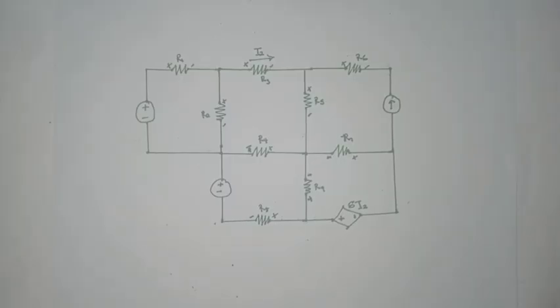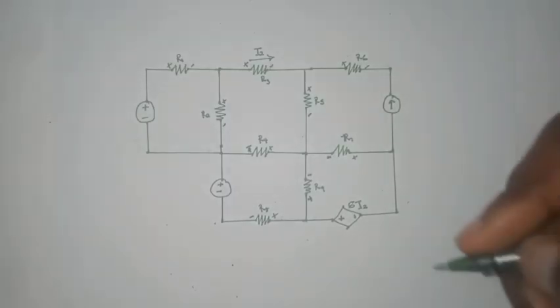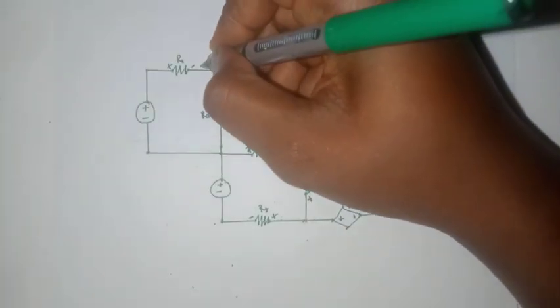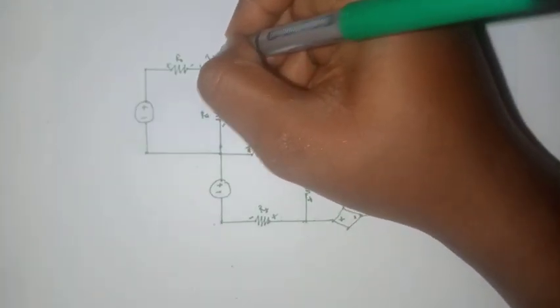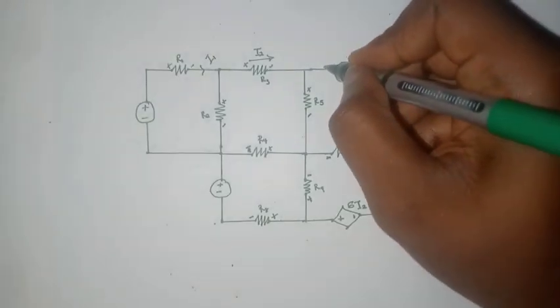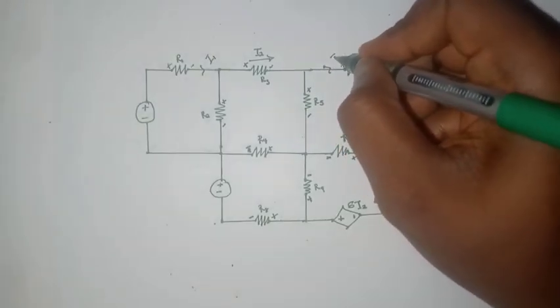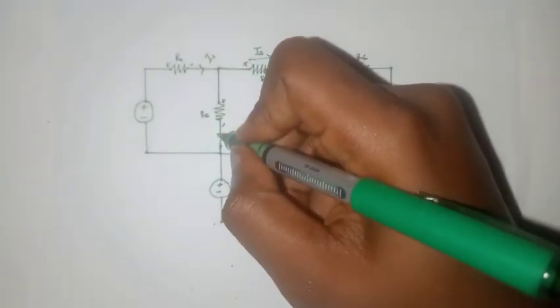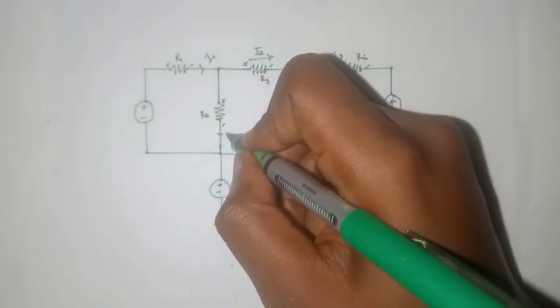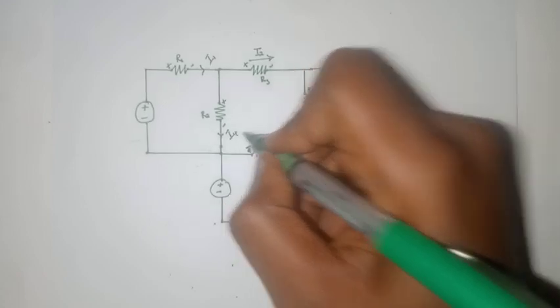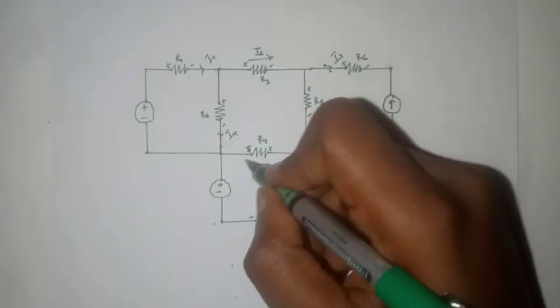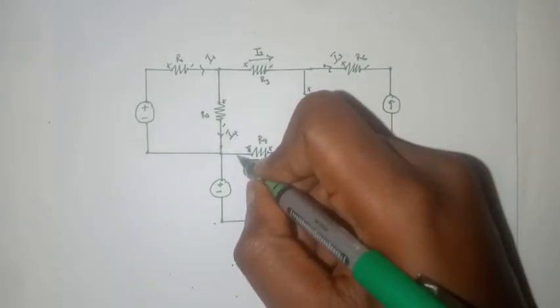The next thing to do is to assign current to branches that have no current. So this branch, for example, would be branch I1. This branch will have a current of, say, I3. I2 has already been assigned to this one. This branch should have I4. This branch would have I5.